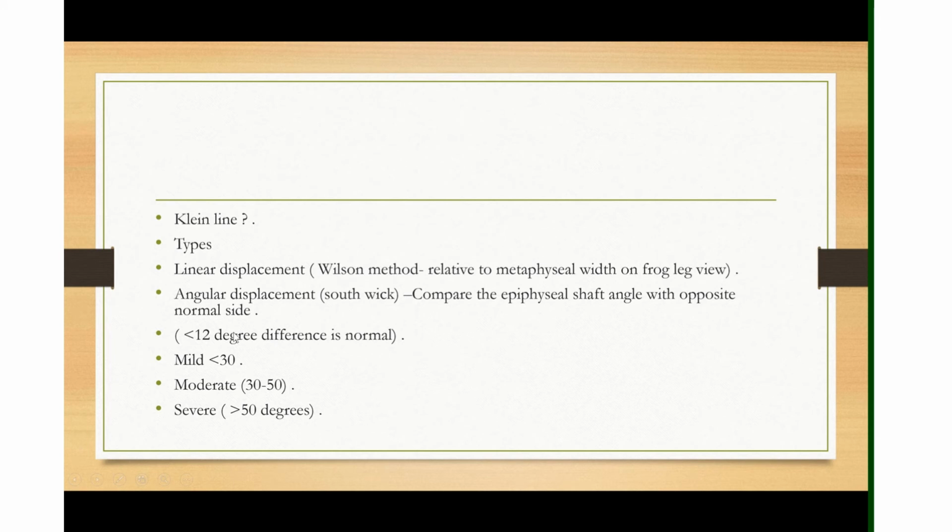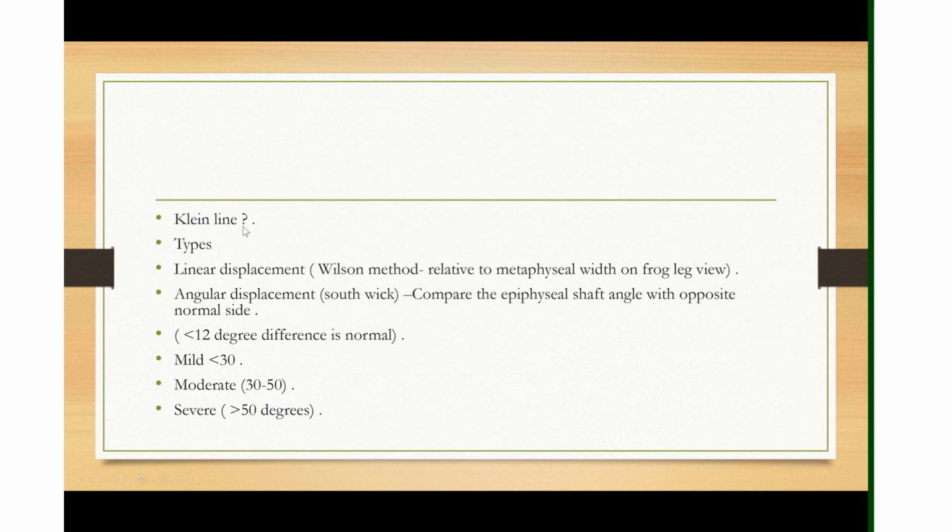Yeah. So we measure the epiphyseal shaft angle, and if the difference from the normal side is less than 12 degrees, then that difference is normal. If it is mild, the difference is less than 30 degrees. If it's moderate, then it's between 30 and 50 degrees, and if it's severe, there's a more than 50-degree difference. Okay, so at least remember this.